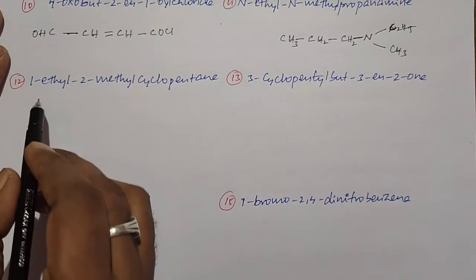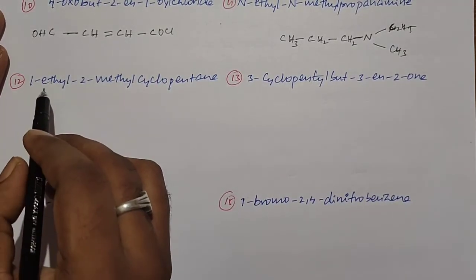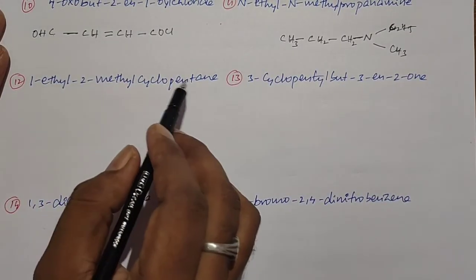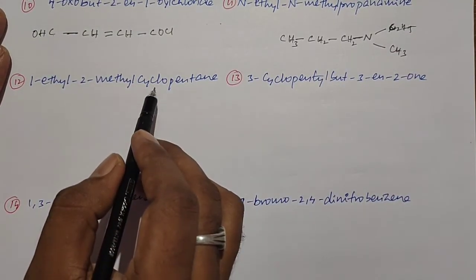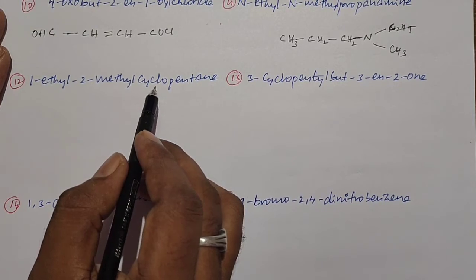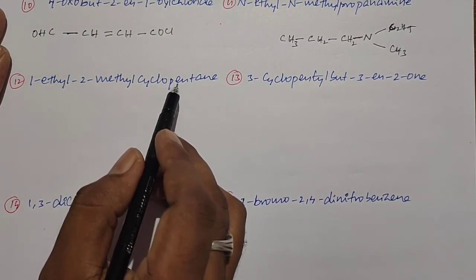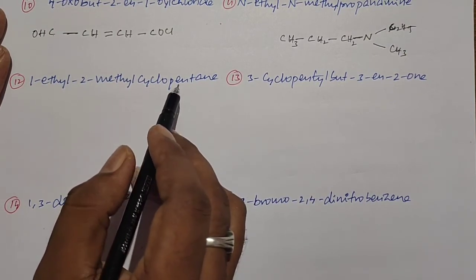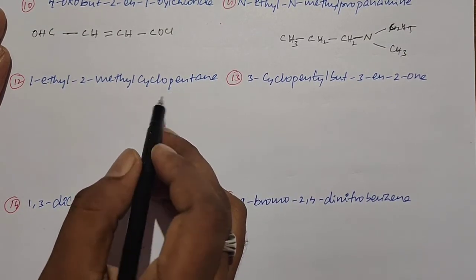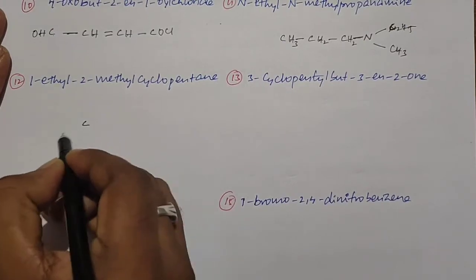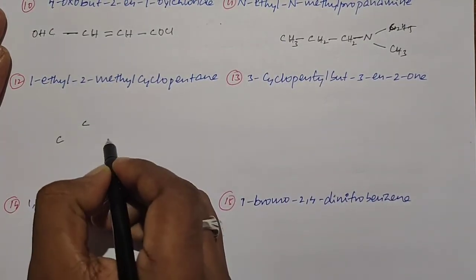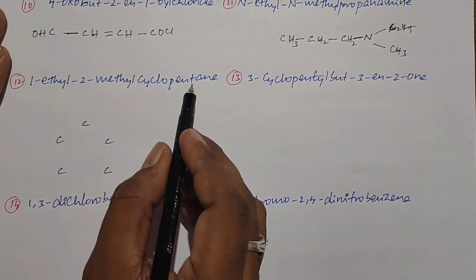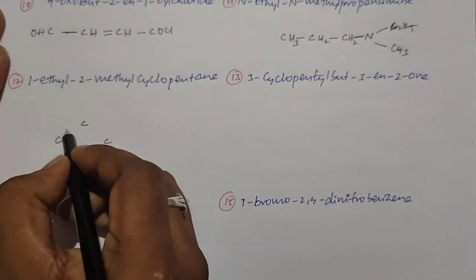This is the next example. If you see carefully, the name of the compound is given as 1-ethyl 2-methyl cyclopentane. Here the word cyclo is given, so we need to keep the 5 carbons in a ring formation. The root word is pent, and the primary prefix cyclo is given. Carbons 1, 2, 3, 4, 5. The primary suffix is ane, so all are single bonds.